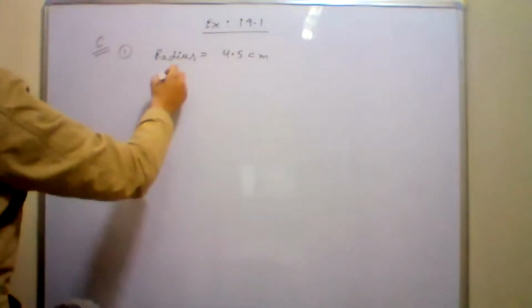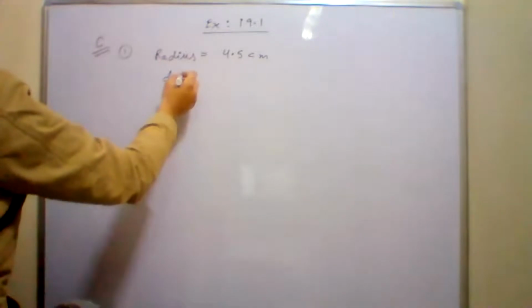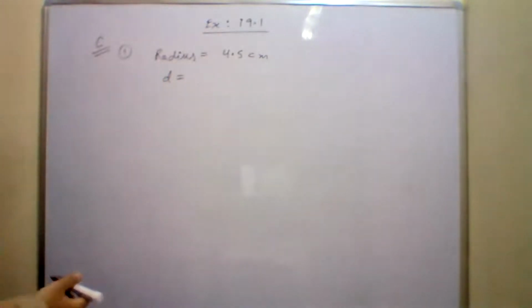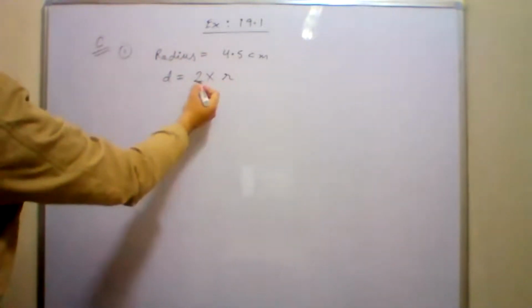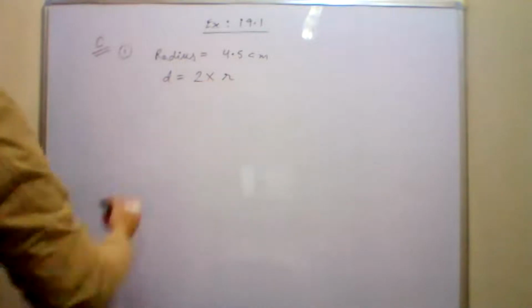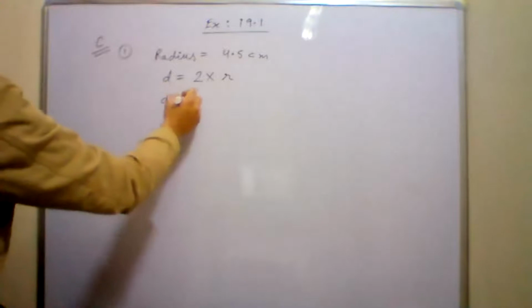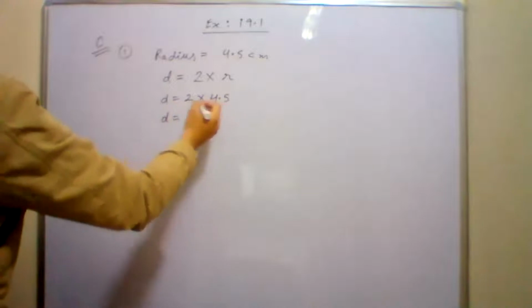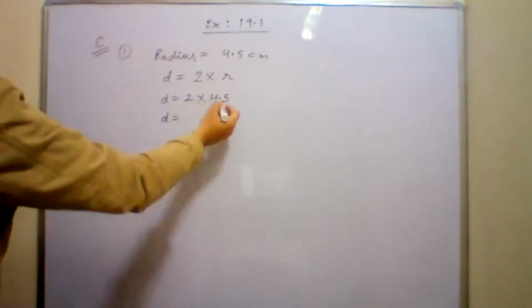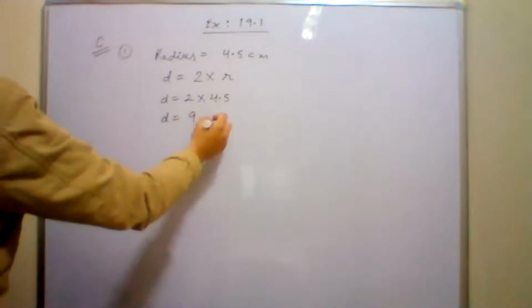So in all the questions, you will write the formula first. Diameter is equal to what? Do you know what is the length of diameter? It is twice the radius. Diameter क्या होती है? Radius की double होती है. Do you all remember this? 2 multiplied by r. That is twice the radius. So diameter is equal to 2 into 4.5. When you multiply this, you get 9 centimeters.